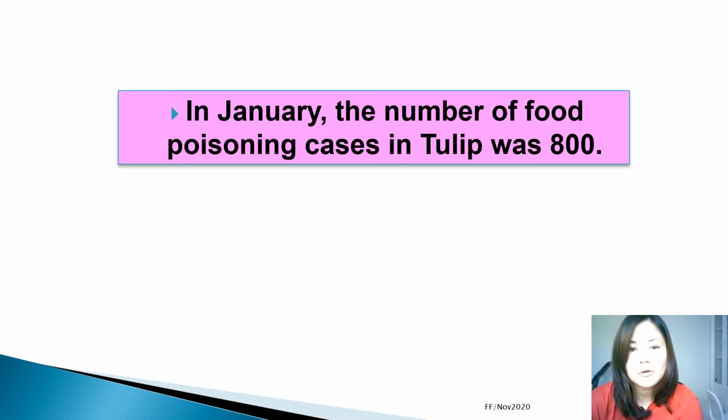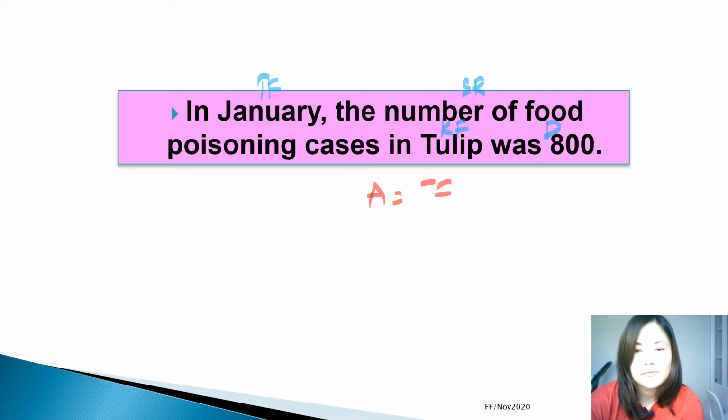Now, next. In January, the number of food poisoning cases in Tulip was 800. In January is the time frame. The number of food poisoning cases is the subject reference. In Tulip is the key feature, and 800 is the data. Now, what is missing? We only see 4 elements here. So analysis equals TF plus SR, subject reference, plus key feature, plus data. Apparently, there is no trend word given.